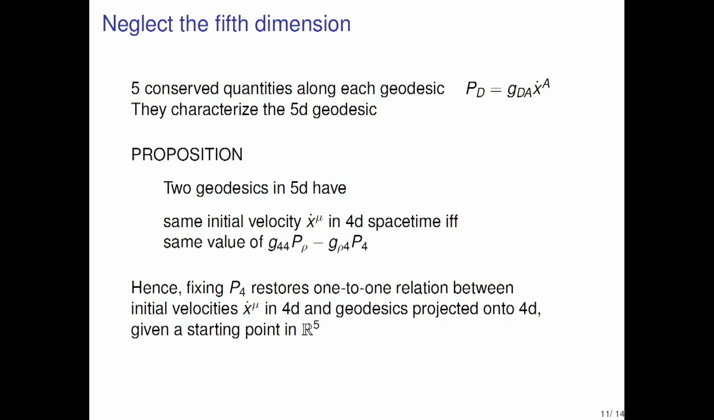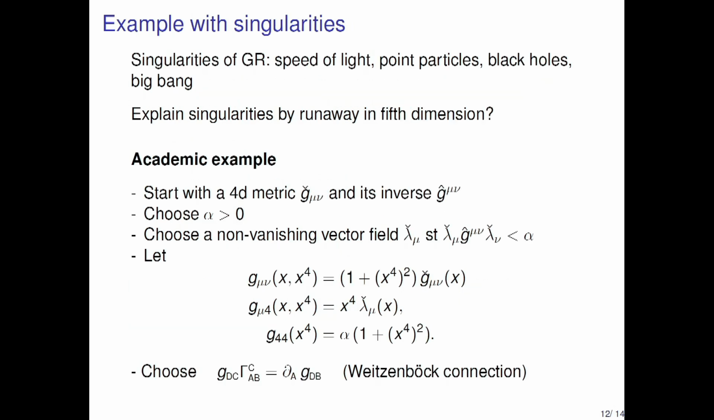And I need one proposition, that if I have 4 initial velocities in 4 dimensions, they will determine a geodesic if and only if I get the same value for the conserved quantities written in that way. Because you want a one-to-one relation between geodesics and initial velocities. Otherwise, you don't have that correspondence. Okay, then I just will take 1 minute for each of the 2 examples.